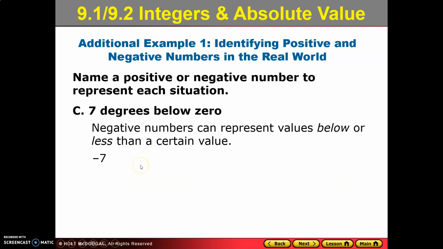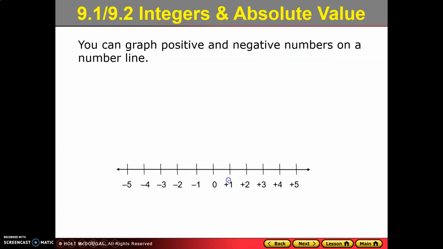I always use this example in my classroom, so I'll do it again. Think about football. If a quarterback successfully finds his wide receiver down the field, they're gaining yards. It's a positive number. But if a quarterback is sacked behind the line of scrimmage, guess what? That's a negative number. It's a loss of yards. So that's another way to think about it.